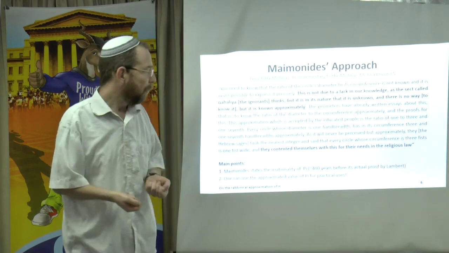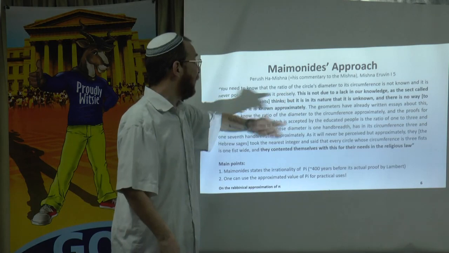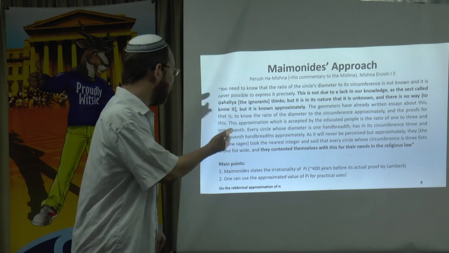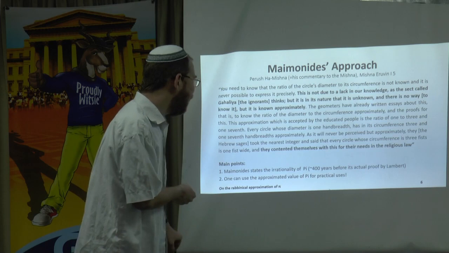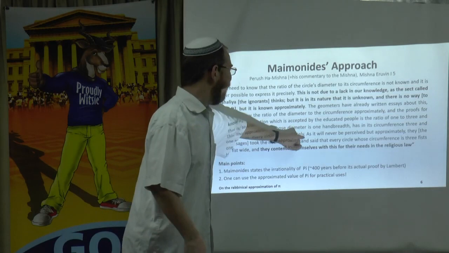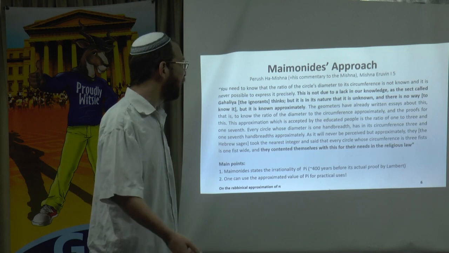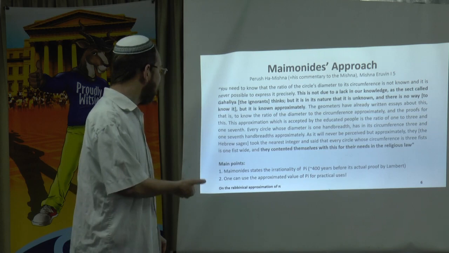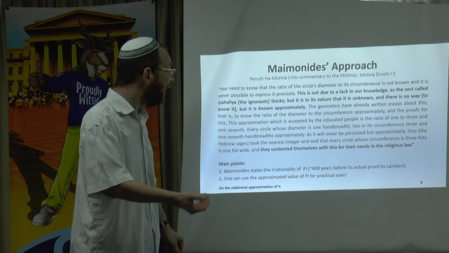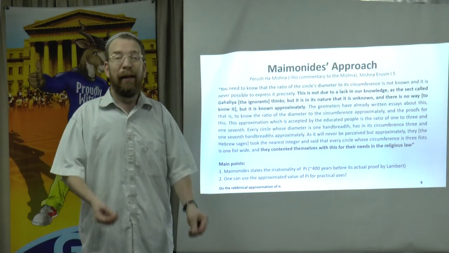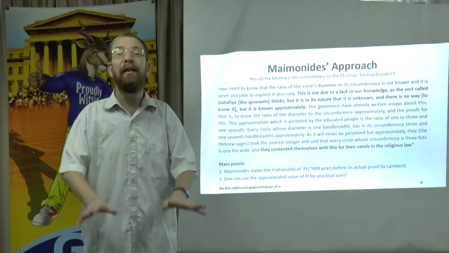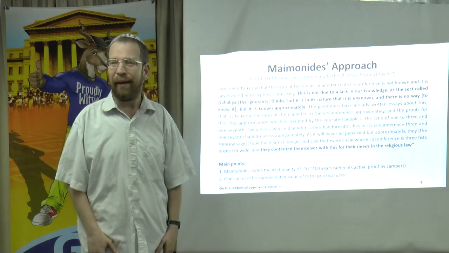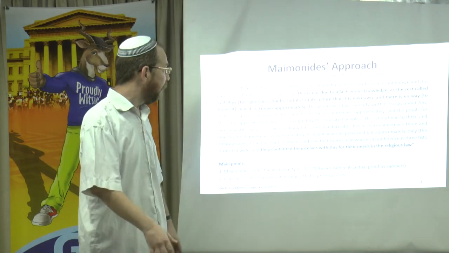But then he continues that the geometers have already written essays about this, and I will now jump almost to the end: it will never be perceived but approximately. The Hebrew sages took the nearest integer and said that every circle whose circumference is 3 is 1 wide, and they content themselves with this for their need in the religious law. Which means that Rambam says, because we do not have an exact number, you can use it for halachic use, and it is good for our religious purpose, even though it is not exact. This is the first approach.